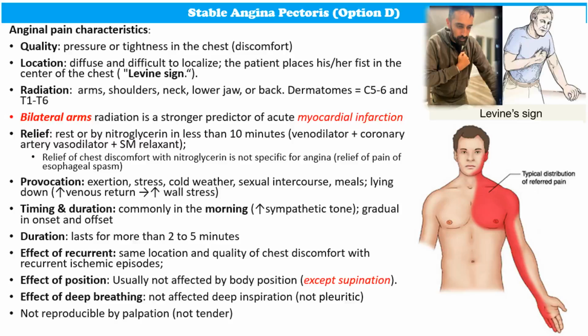In some cases, the patient cannot qualify the nature of the discomfort, but places his or her fist in the center of the chest, known as the Levine sign. It is generally not described as sharp, dull aching, knife-like, stabbing, or pins and needles-like. Angina is typically gradual in onset and offset, with the intensity of the discomfort increasing and decreasing over several minutes. Since angina is a referred discomfort, patients tend to have the same quality of chest discomfort with recurrent ischemic episodes. Generally, it is felt in the same location.